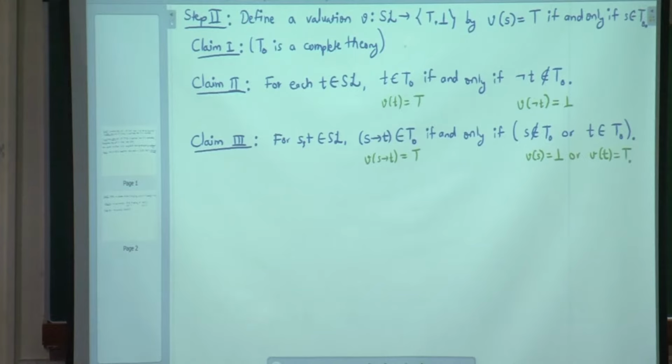It says that... I think I used the wrong terminology. I should not use complete theory. T naught is deductively closed. T naught is deductively closed means that for U in SL, U belongs to T naught if and only if there is a proof of U from T naught.